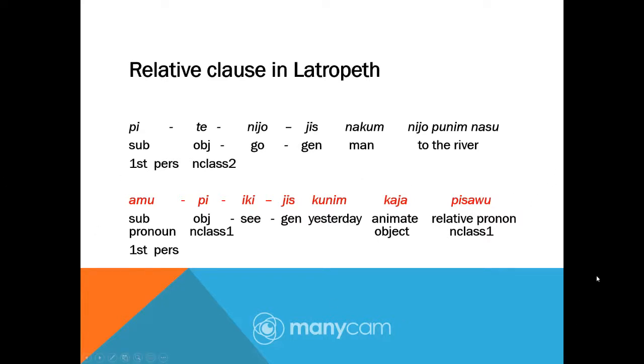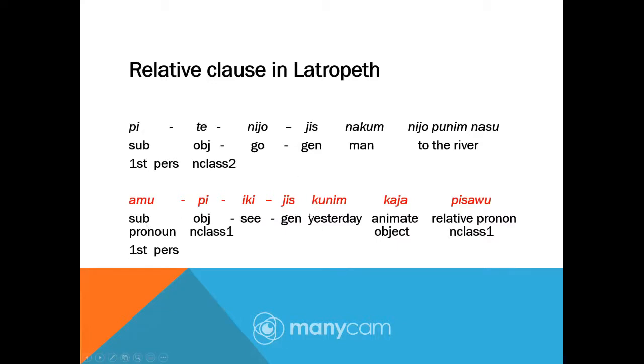But below that, I have a relative clause that is adding some information about the man, nakum, which I've spelt correctly in this slide. The reason you know it's a relative clause is it contains this relative pronoun pisawu. And you know from the form of the relative pronoun, it's noun class 1, that it's referring back to the noun in the main clause, nakum, which is noun class 1. And if we have a look at the relative clause, amu piyikiyis, this is talking about I see him, essentially.